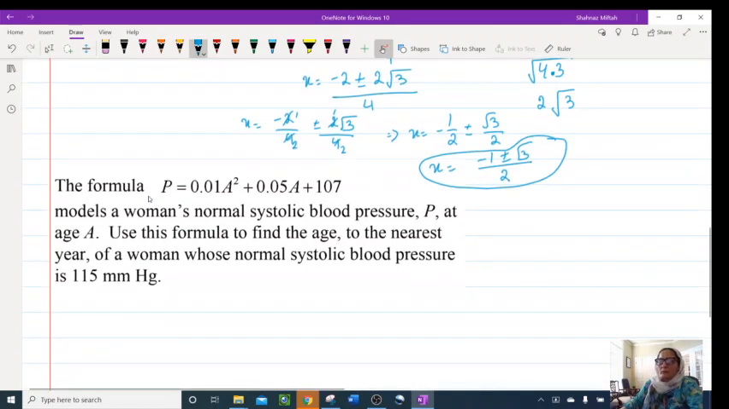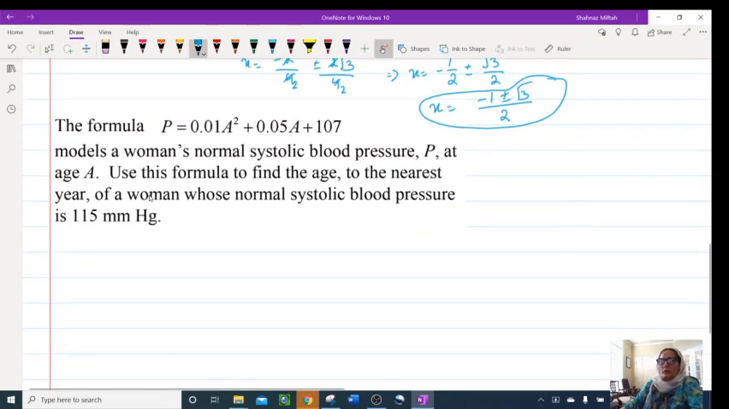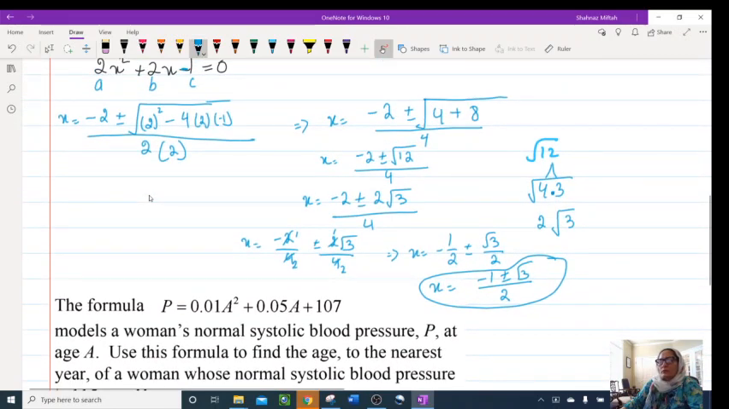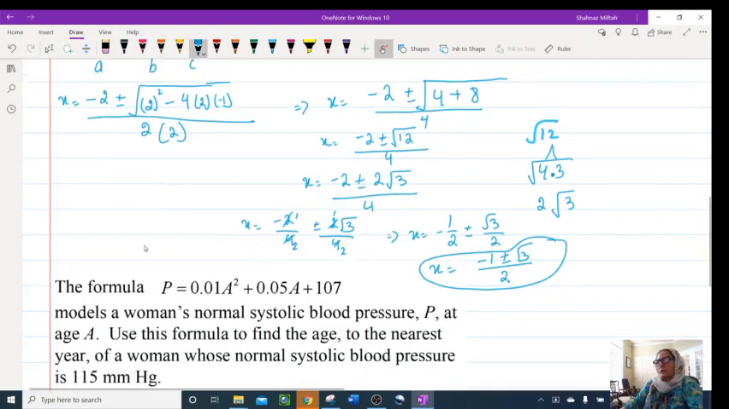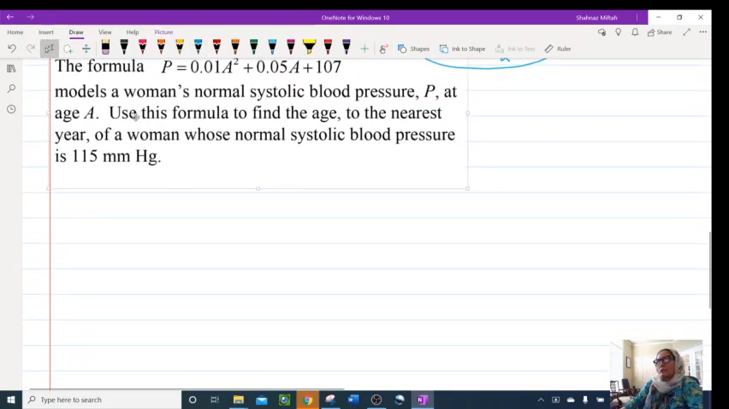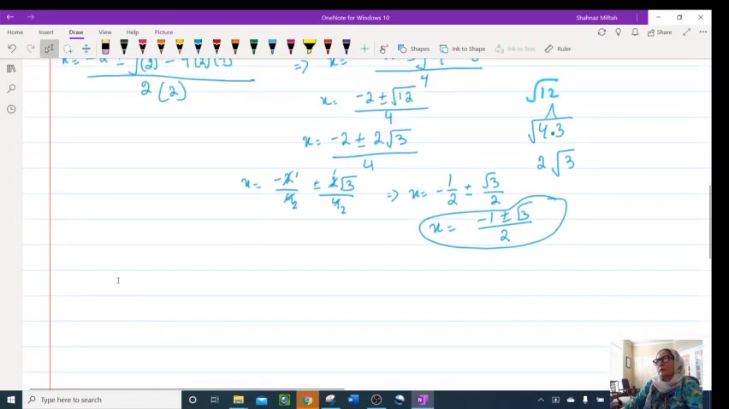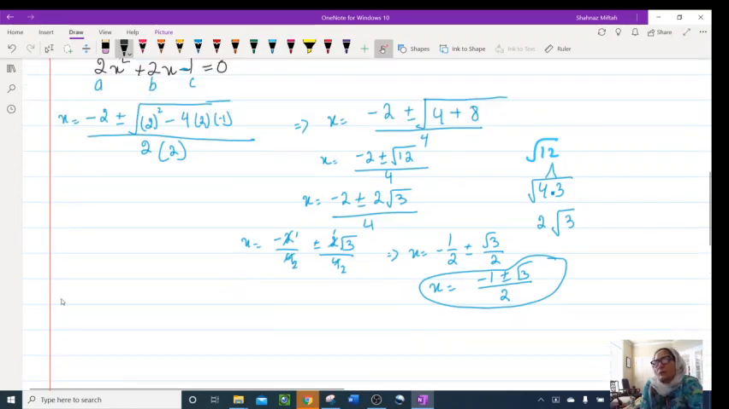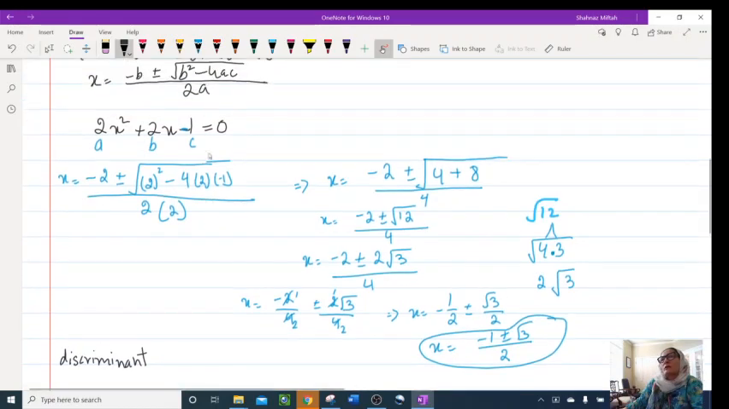Okay, let's do the application problem here. Now, there are a few things that I have to explain about the discriminant, then we will solve this problem. Okay, what is the discriminant actually? The discriminant is really important information. What is a discriminant? The discriminant in the quadratic equation is this portion under the square root.